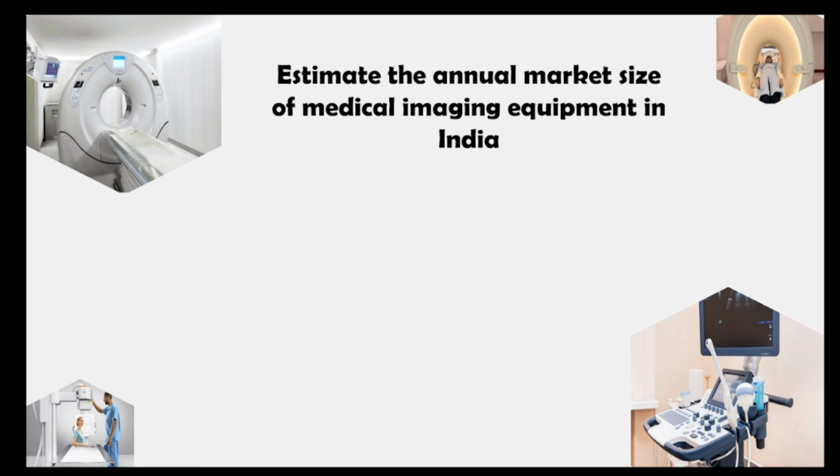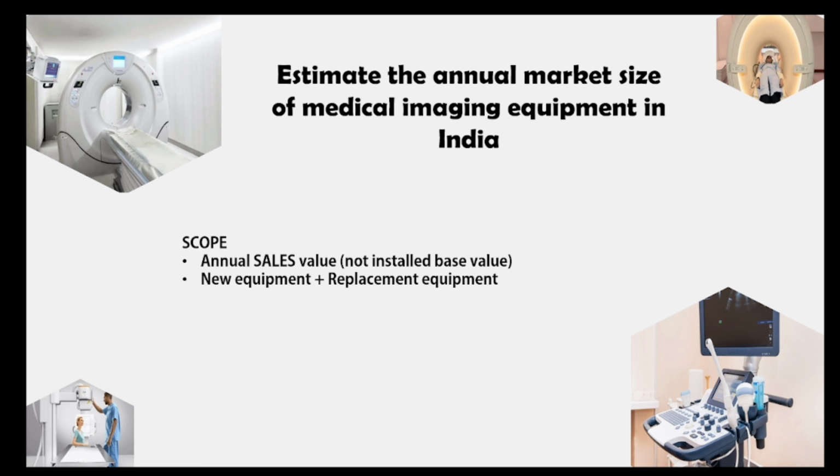We need to estimate the annual market size of medical imaging equipment in India. Here, medical imaging equipment includes CT scanners, which are used for detailed cross-sectional imaging, MRI machines for soft tissue visualization, X-rays, which are the backbone of diagnostics, and also ultrasound machines for real-time imaging. If I define the scope, then we are going to calculate annual sales value, not the installed base value.